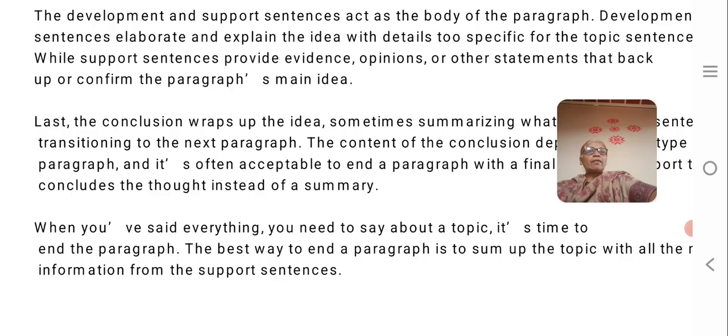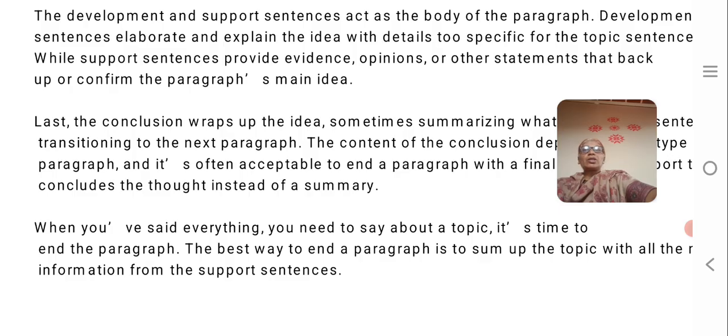When you have said everything you need to say about a topic, that is the time when you want to end the paragraph. The best way to end a paragraph is to sum up the topic with all the new information from the supporting sentences. The conclusion of a paragraph will not be the final thing because some more ideas will be elaborated or discussed in the coming paragraphs.